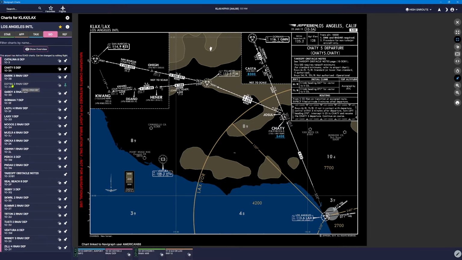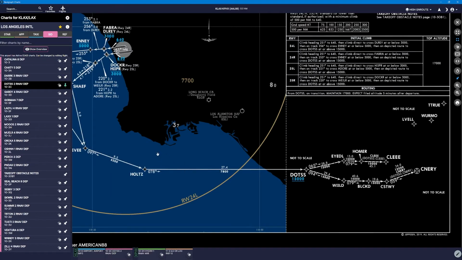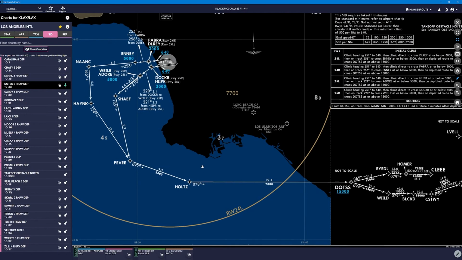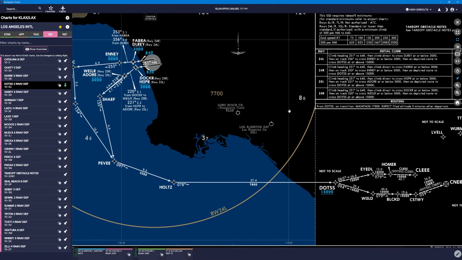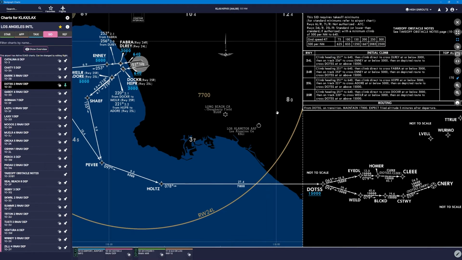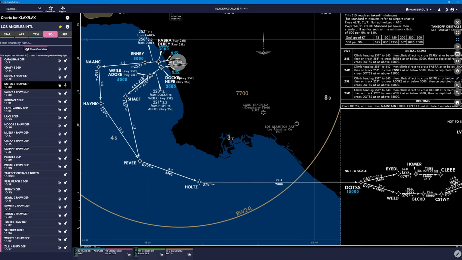Let's get back to DOTS 2. Take a look at this again. So this is a simple one. This one is not vectored. It isn't vectored. I don't think anything's vectored in here. So here you would just take off and follow the SID.